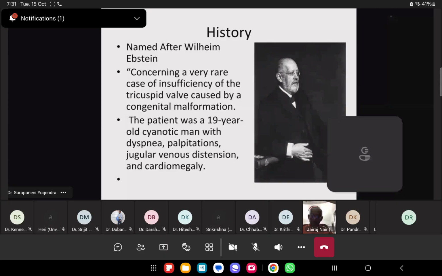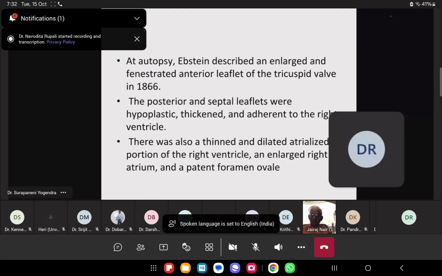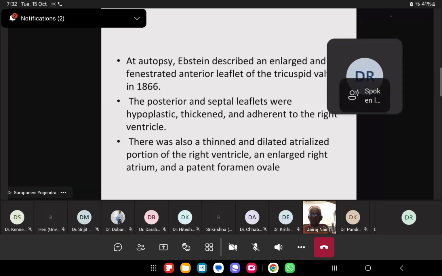He reported a very rare case of insufficiency of the tricuspid valve caused by congenital malformation. He was a 19-year-old cyanotic man with dyspnea, palpitations, jugular venous distension, and cardiomegaly. At autopsy, Ebstein described an enlarged fenestrated anterior leaflet of the tricuspid valve in 1866. Posterior and septal leaflets were hypoplastic, thickened, and adherent to the right ventricle. There was also a thin and dilated atrialized portion of the right ventricle, an enlarged right atrium, and a patent foramen ovale.